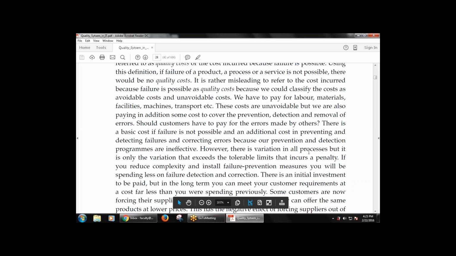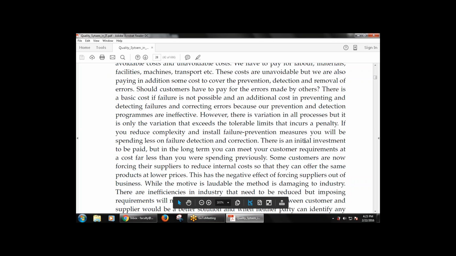However, there is a variation in all the processes, but it is only the variation that exceeds the tolerable limit that incurs a penalty. And there is an initial investment to be paid, but in the long term you can meet your customer requirement at a cost far less than you were spending previously.